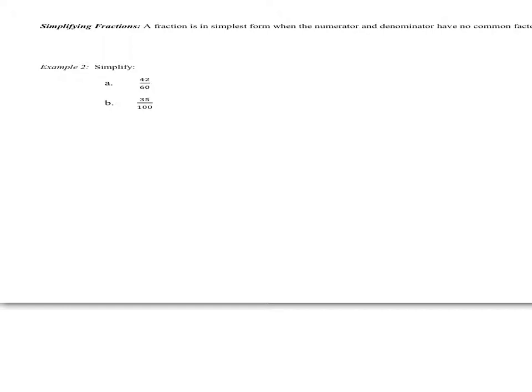Now we're going to move on to simplifying fractions. A fraction is in simplest form when the numerator and the denominator have no common factors. Part A, we're looking at the fraction 42 over 60, and we're going to find a common factor in the numerator and the denominator. It doesn't matter if I find the largest common factor first, just so long as I find a common factor. So what do I mean by the largest common factor? The GCF, the greatest common factor of 42 and 60, is 6.